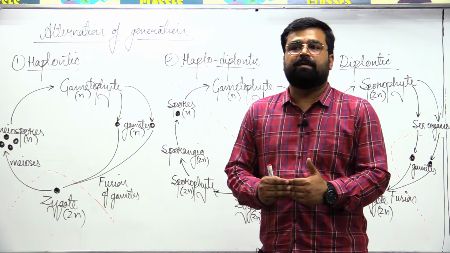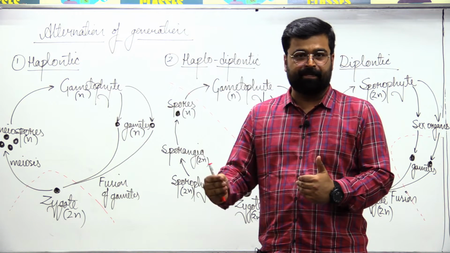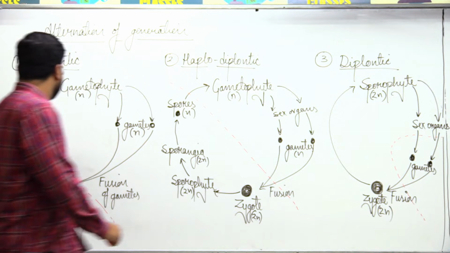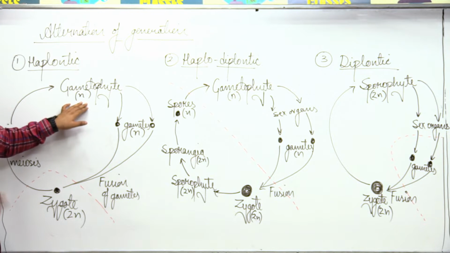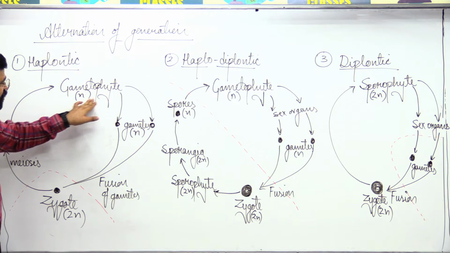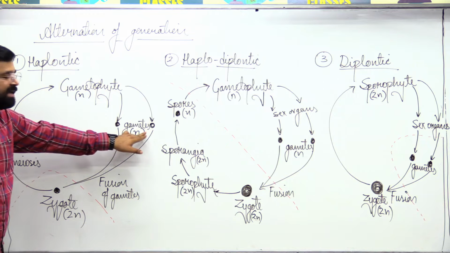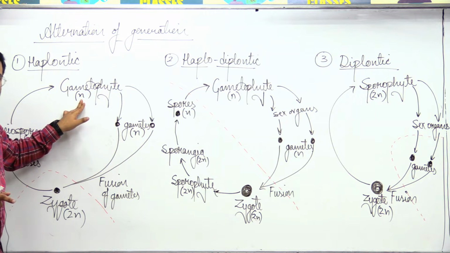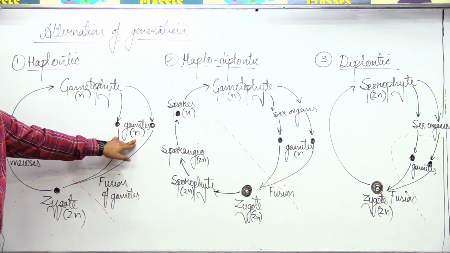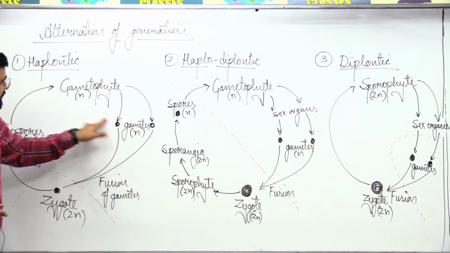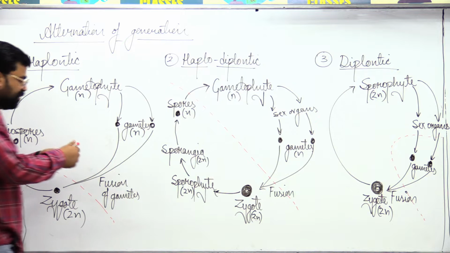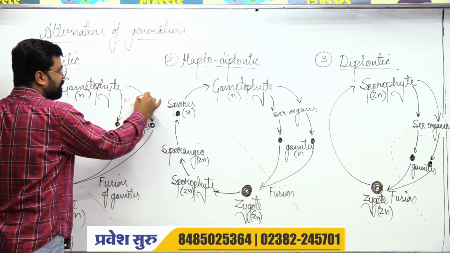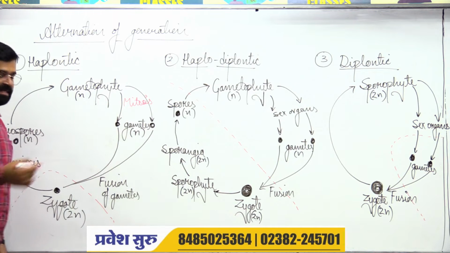Most of the time in the plant's life will be in the haploid phase. Let's see. Here the gametophyte is haploid. Through mitosis it is forming gametes, and if mitosis is taking place, then definitely the ploidy will remain the same in parent and daughter cells. So here haploid gametes are formed through mitosis. Let me write here, mitosis is taking place.